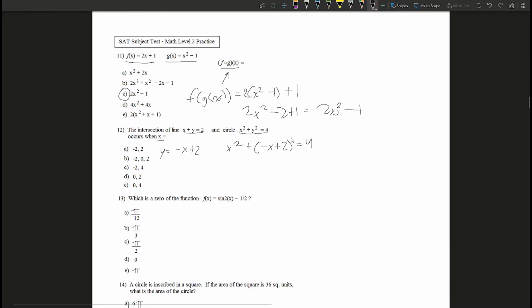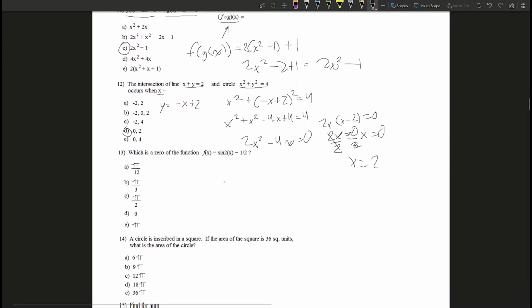And then x squared plus (negative x plus 2) squared equals 4. So x squared plus x squared minus 4x plus 4 is equal to 4. 2x squared minus 4x is equal to 0. 2x multiplied by (x minus 2) is equal to 0. So 2x is equal to 0. Divide both sides by 2. So then x is equal to 0. Please excuse my bad handwriting. And then x is also equal to 2. So our solutions are going to be 0 and 2, which is letter D right here.